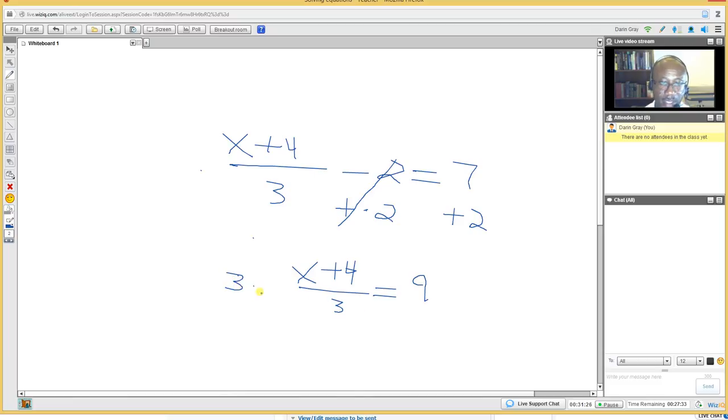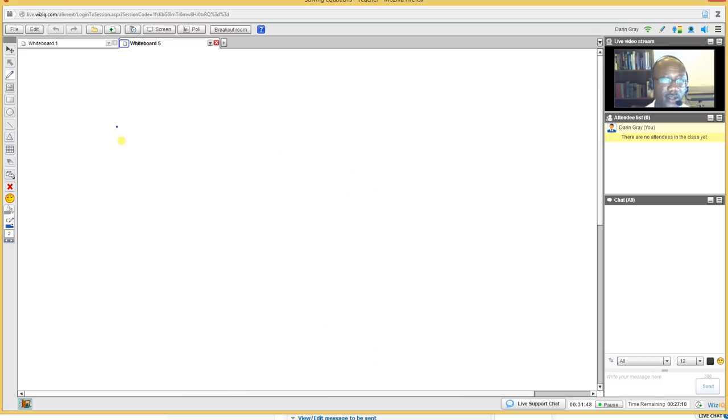We can disconnect that by multiplying. Whatever we do to one side, we have to do to the other. We end up with x plus 4 equals 27. Subtract 4, subtract 4, x equals 23.